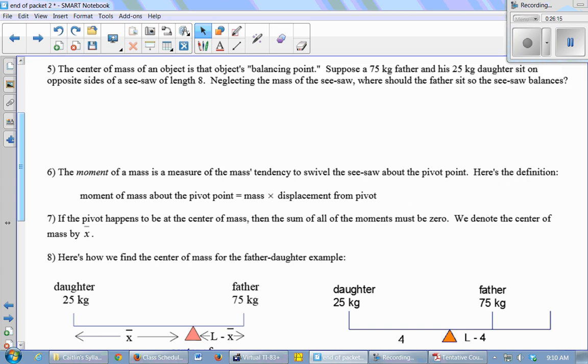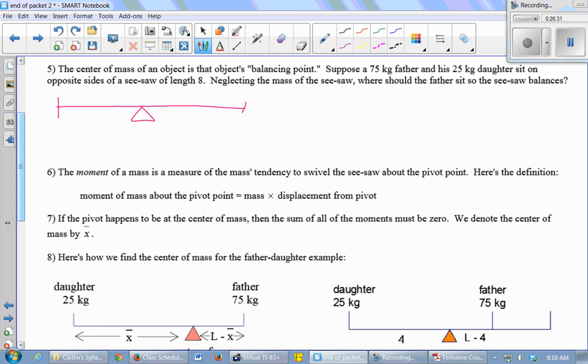You don't have to do any math, don't give me a number, but where does he have to sit? Closer to the balancing point, right? So the father and the daughter have to sit, right? Here's my balancing point, which we can't move because it's screwed into the seesaw. So if you put the daughter here, then the father has to sit closer, right? And the question is, exactly where does he have to sit?